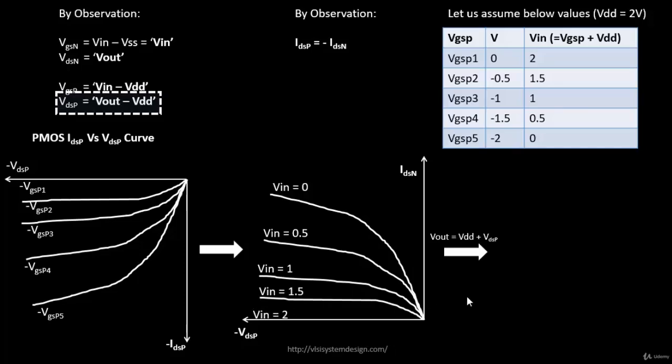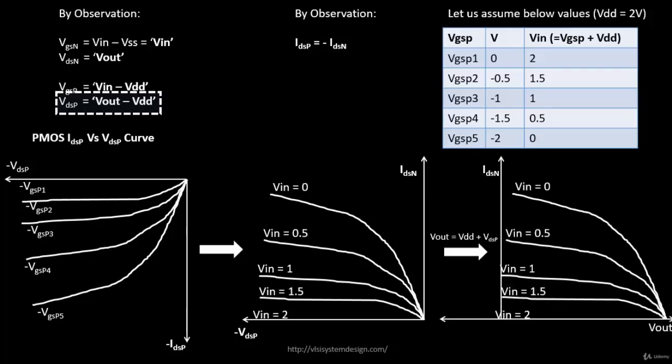So let's try to draw the curve and explain it even in a better way. We have shifted this complete curve by a value of positive VDD. So for example, if your VDSP is 0, you just add VDD to the VDSP and your V out becomes 2 volts. So the same current that you see at VDSP equal to 0, you will see at V out equal to 2 volts. And over here, if you see at V out equal to 2 volts, the current is 0.